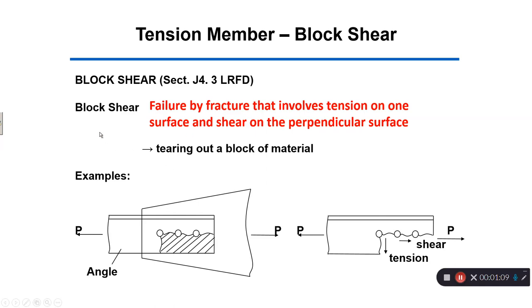Block shear is a failure by fracture that involves tension on one surface and shear on the perpendicular surface. It's tearing out a block of material. For example, let's look at the picture on your left hand side. A tension member is bolted on a gusset plate and it tends to be torn out like what is shown on your right hand side. So it's going to be sheared off along the longitudinal plane, and the tension rupture on the perpendicular surface. So it's a failure of tearing out a block of material.